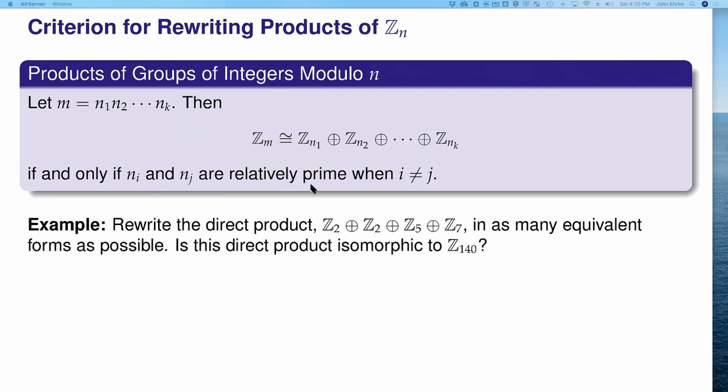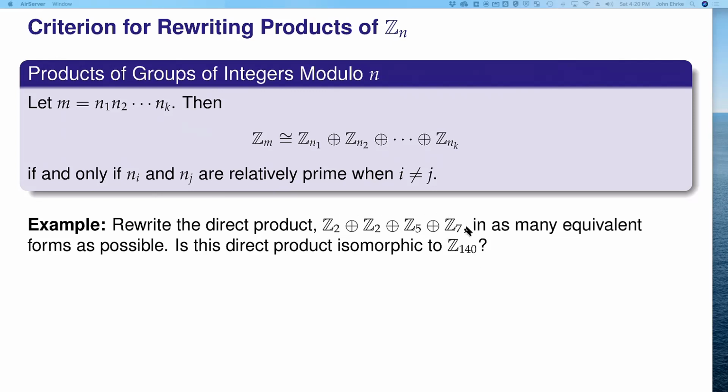I just want to show this off because it's going to be really important to us going forward. How would I rewrite this direct product in as many equivalent forms as possible? And then I want to ask you the question, is this isomorphic to Z140? You'll note that 2 times 2 is 4, times 5 is 20, times 7 is 140. So I'm going to eventually get around to asking, is this direct product isomorphic to Z140?